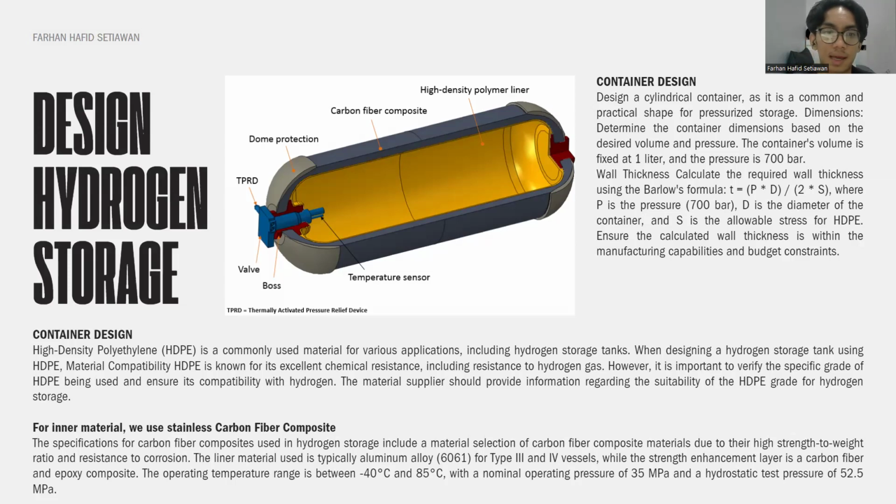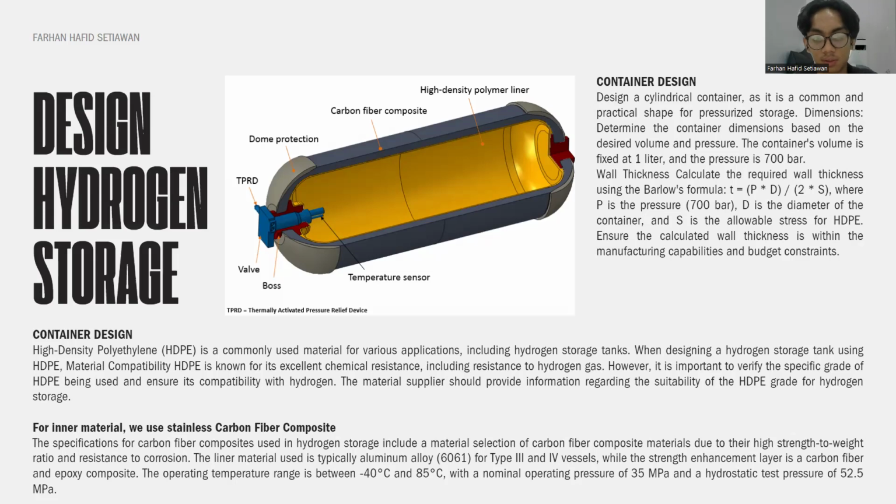Let's do some container design. HDPE is a commonly used material for various applications, including hydrogen storage tanks. When designing the storage tank using HDPE, consider material compatibility. HDPE is known for its excellent chemical resistance, including resistance to hydrogen gas. It's important to verify the specific grade of HDPE used and ensure its compatibility with hydrogen. The material supplier should provide information regarding the suitability of the HDPE grade for hydrogen storage.